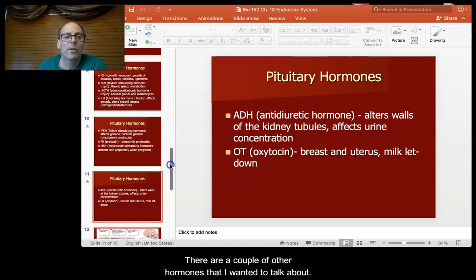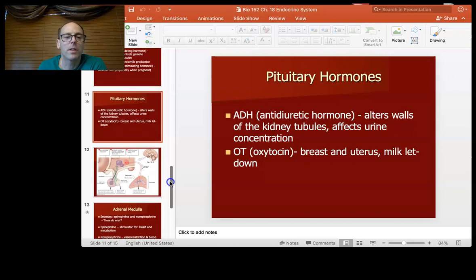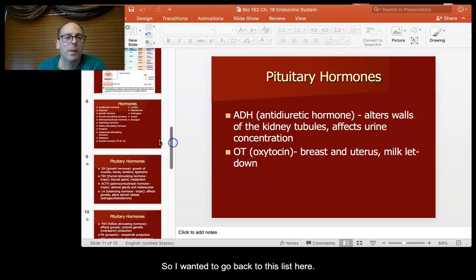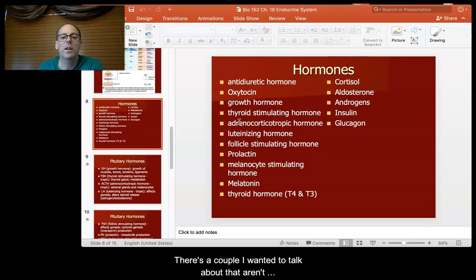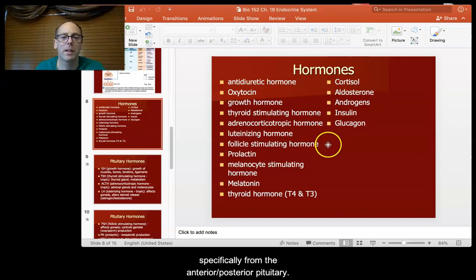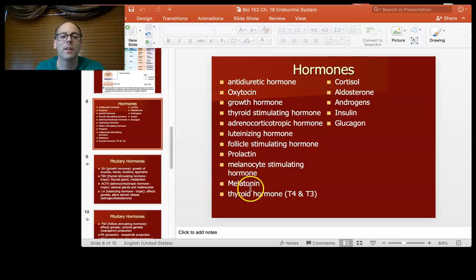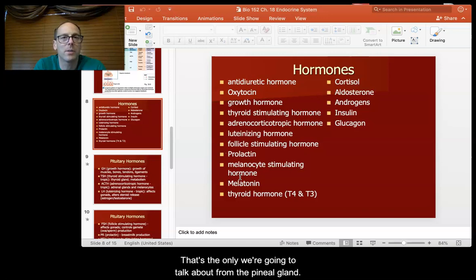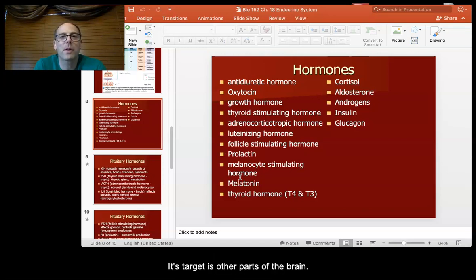Now, there are a couple other hormones that I wanted to talk about. So I wanted to go back to this list here. There's a couple I wanted to talk about that aren't specifically from the anterior or posterior pituitary. So one of them is this hormone right here, melatonin. So melatonin is released from the pineal gland. That's the only one we're going to talk about from the pineal gland. And its target is other parts of the brain. It helps regulate sleep cycles or circadian rhythms.